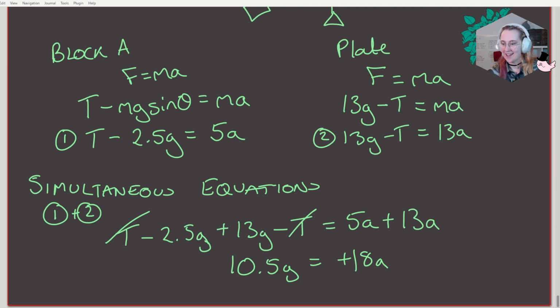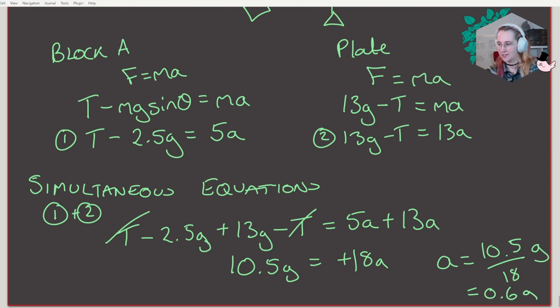So we get, add everything on the right-hand side, add everything on the left-hand side. 13 plus 5 is 18a. So we get a is 10.5 over 18 g, which is 0.6g.